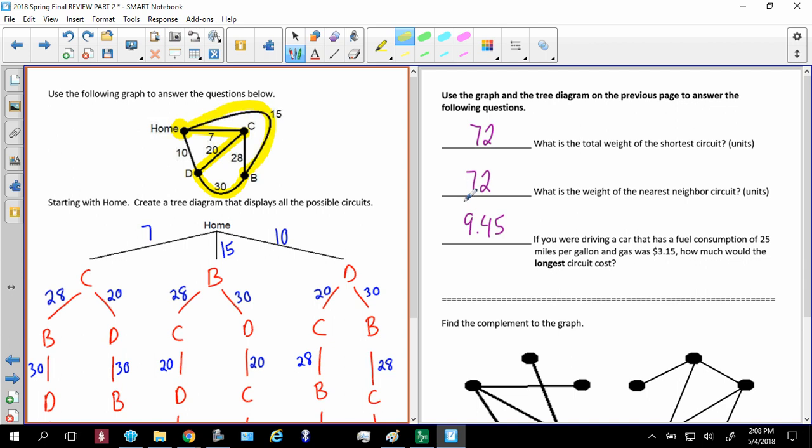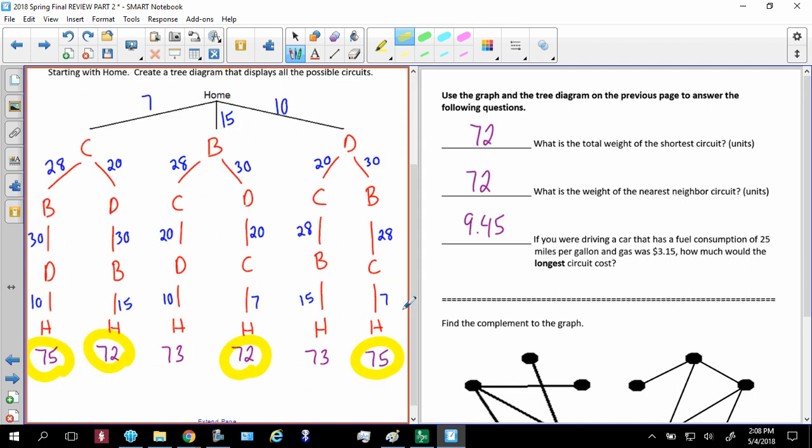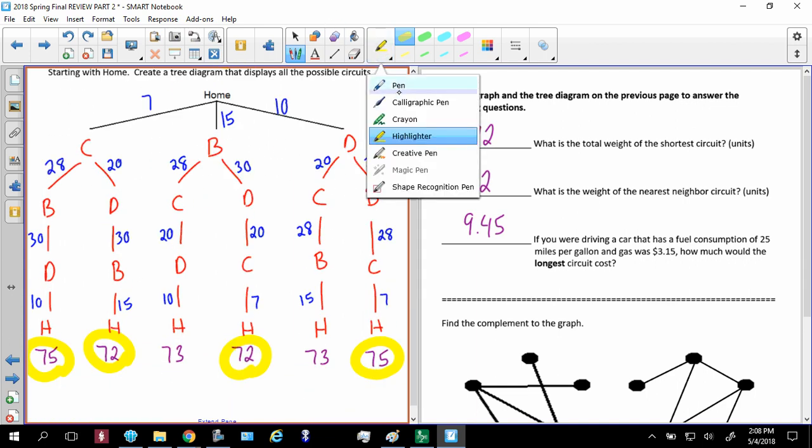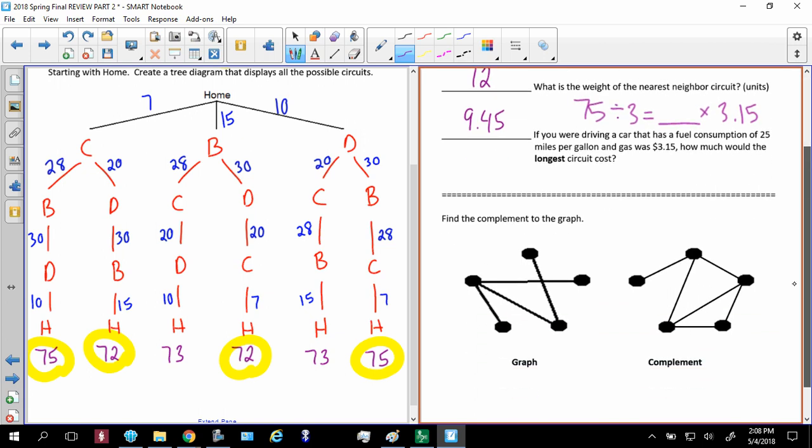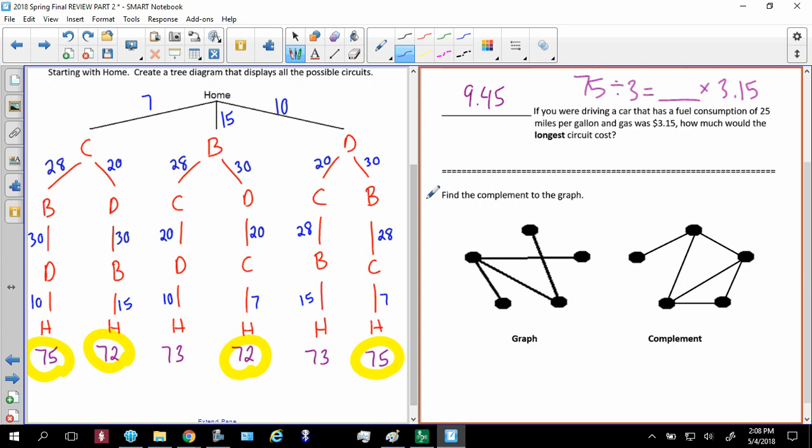Boom, 72. If you were driving a car with fuel consumption of 25 miles per gallon and gas was 315, let's see, 75 is my longest route. I divide that by 3. I get a number and I multiply that by 315, sorry.